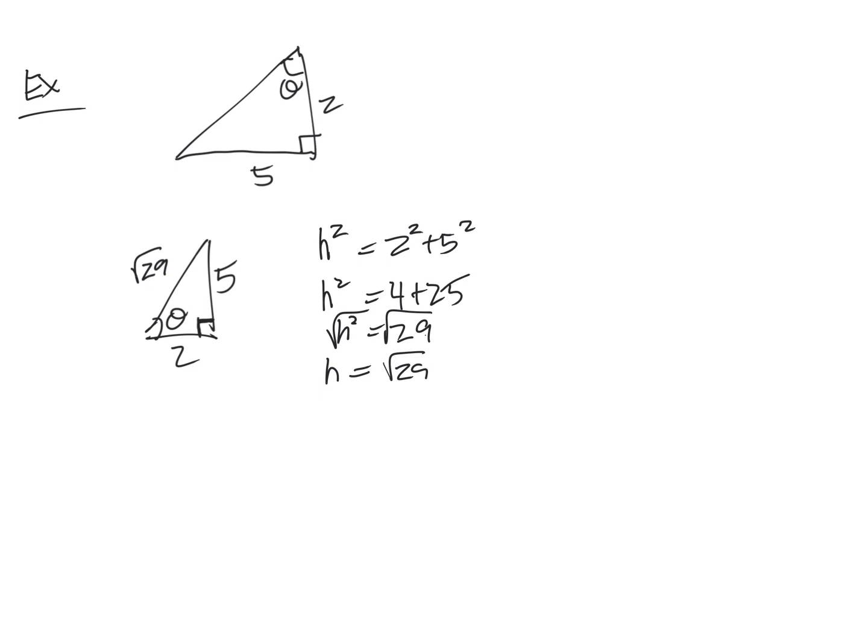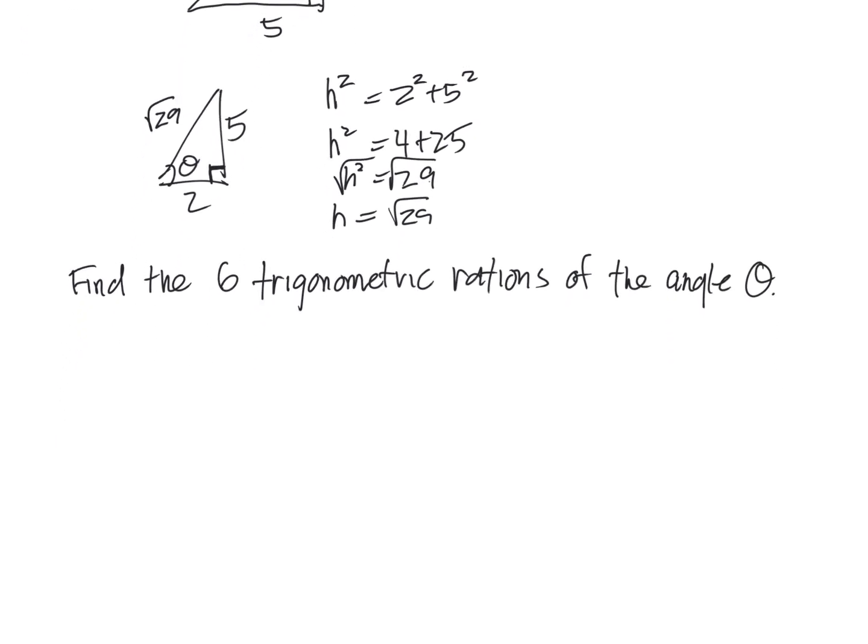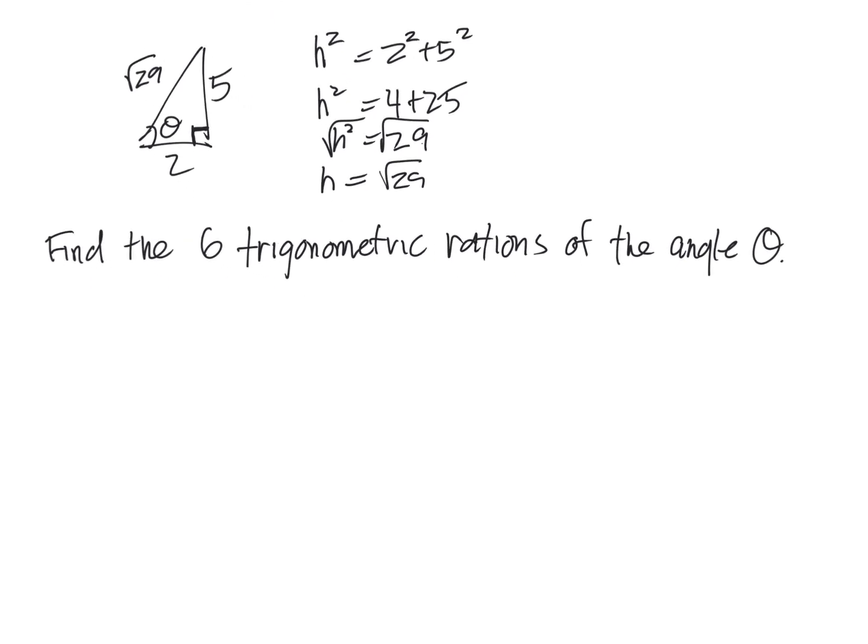Now, what I want to do is find the 6 trigonometric ratios of the angle theta from this triangle. Our 6 trigonometric ratios are the following.